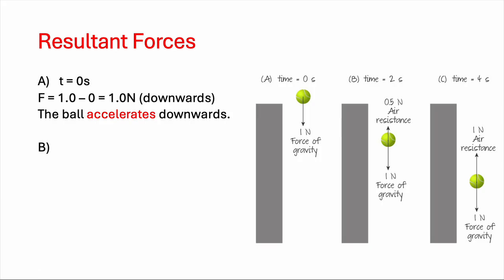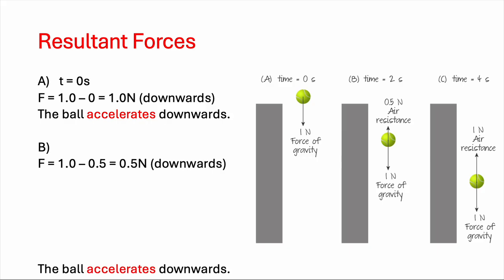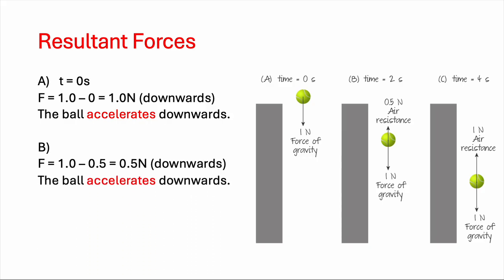Now, at B, you notice here we've got a slightly different case. We've got 1 Newton acting down and 0.5 Newtons acting up. Well, we still subtract them. We now have 1 take away 0.5, which gives me 0.5 Newtons, and that's acting downwards. And the question is, what does that do to the motion? Well, we still have a total force acting down, and so therefore we're still going to accelerate downwards. What we'll learn in our lesson, however, is that the magnitude of that acceleration is going to change because our force has decreased.